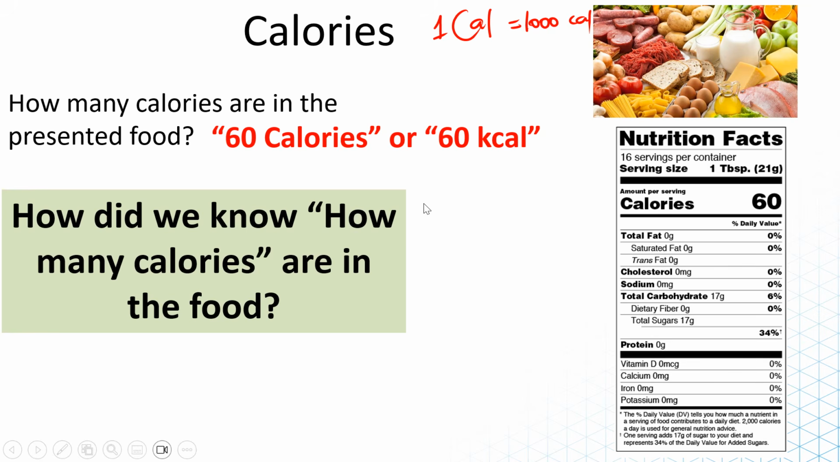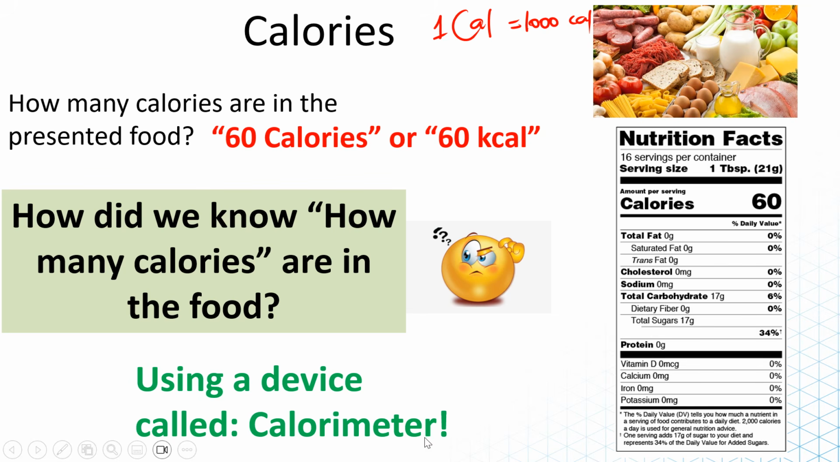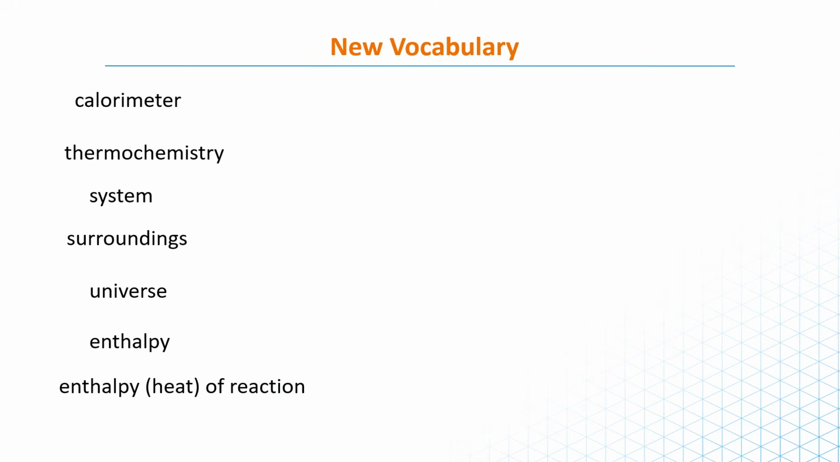So the main question here is, how did we know how many calories are in the food? How did we measure this 60? Where did we get this number from, guys? This is the main thing, okay? So we actually use the device called the calorimeter. جهاز يسمى الكالوريميتر, okay? هو اللي ساعدنا إن نحسب هاي القيمة. So what's a calorimeter? We'll see that in the next slide, okay? And these are the important keywords for this lesson, just for you to appreciate them and know them. So we are going to see all of these in the slides, okay? Inshallah.